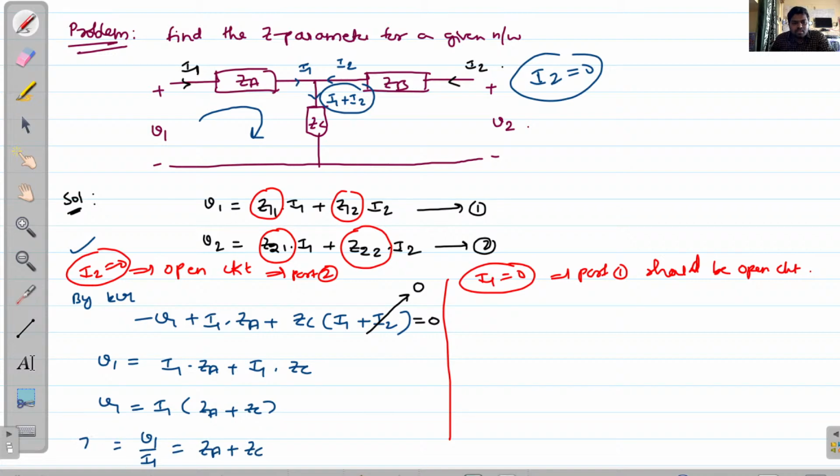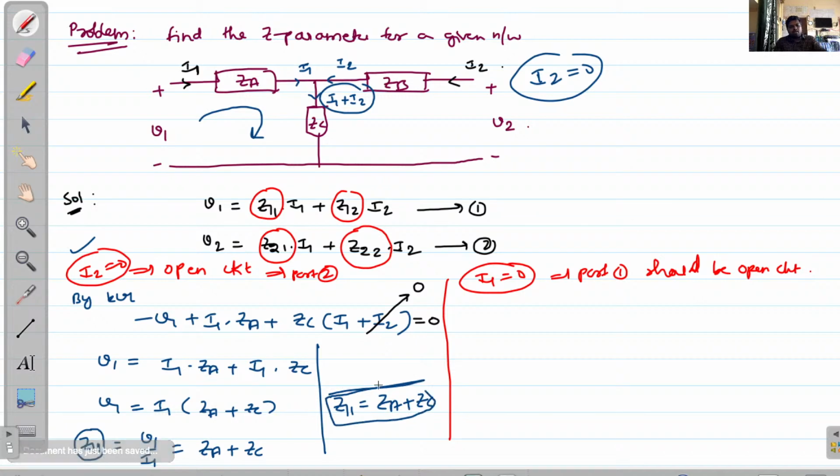V1 by I1 is nothing but what? Z11. That means at port 1 we have the voltage variable and at port 1 the I1 variable. So the ratio between voltage and current will give the impedance, the impedance related to port 1. So that means Z11 equals ZA plus ZC. This is the first Z parameter, right?